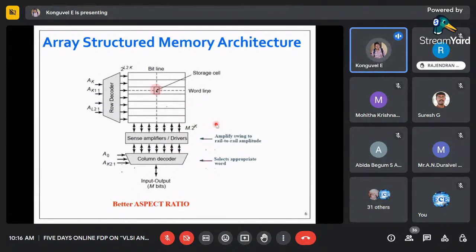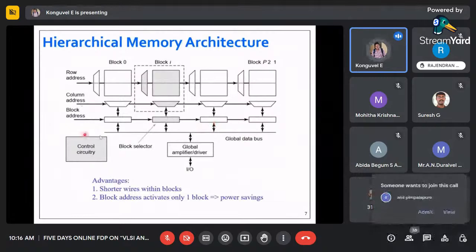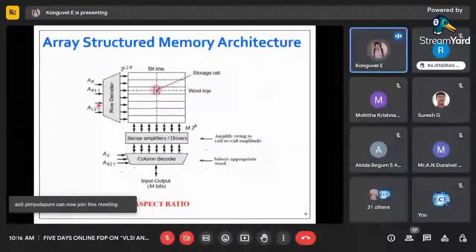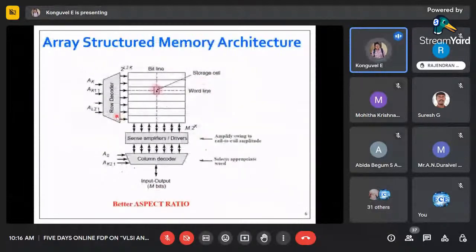That is why we are going for 3D design. 3D design means we call it hierarchical memory architecture. In hierarchical memory architecture, instead of having only a row decoder and a column decoder, we may also have a block address. See, in the previous case, in 2D, let me go back to 1D. In 1D, we have a decoder to select only the word. Right, this is 1D. And in 2D, we use two types of decoders. One is for selecting the words, another one is for selecting the bits.